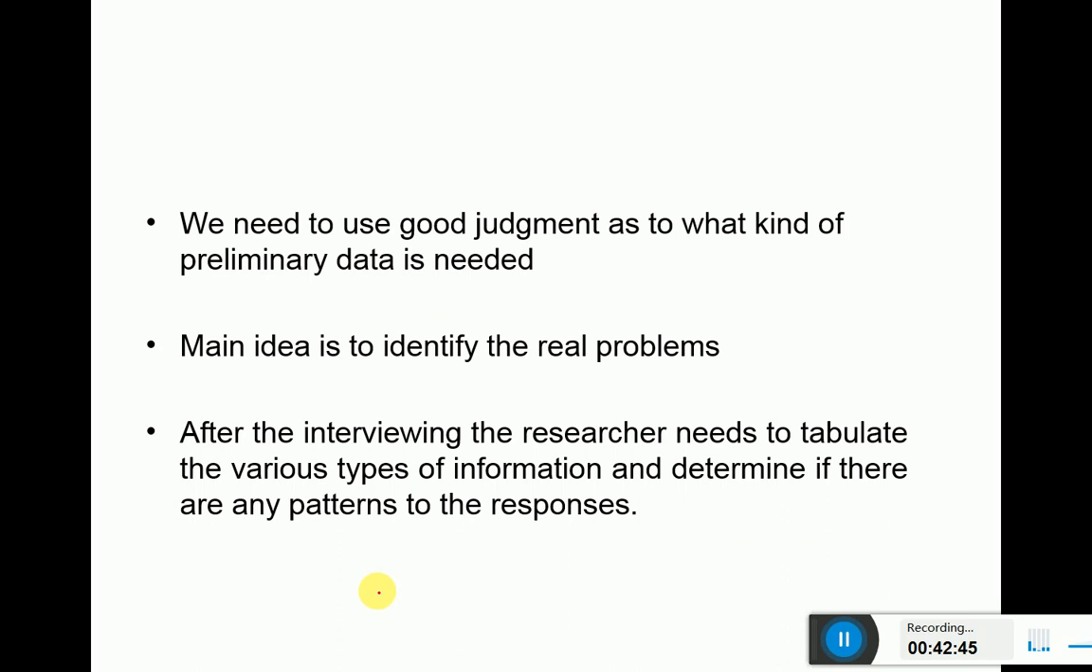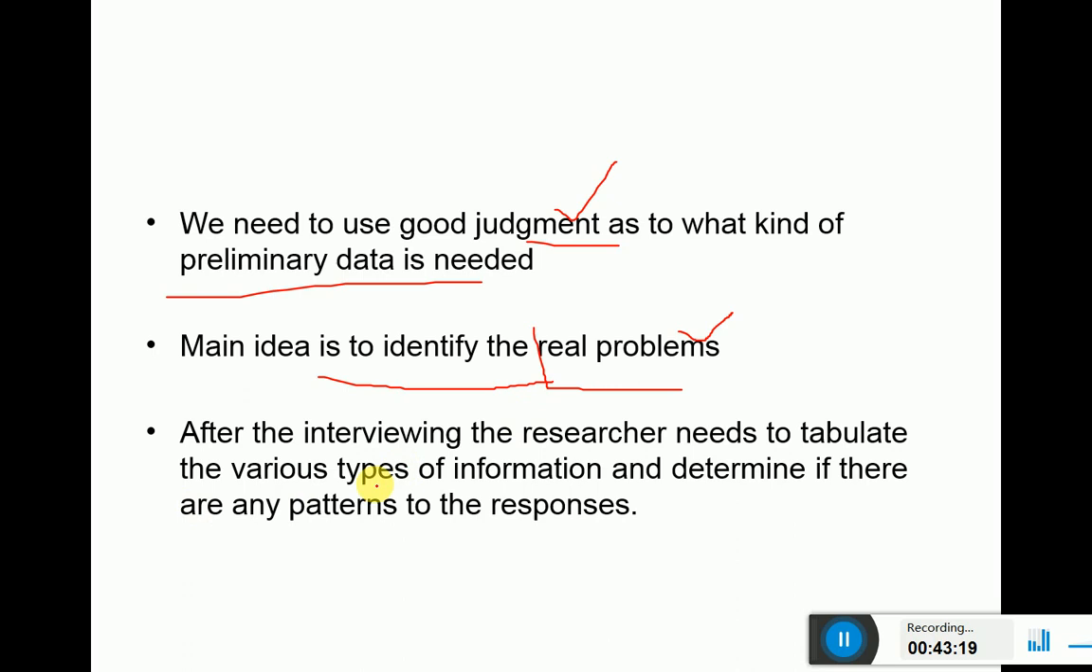Therefore we need to use good judgment as to what kind of preliminary data is needed, so whatever data is gathered, we study logically, not haphazardly. Whether each thing, when we connect the dots, is relevant to the next or not. So therefore we must use logical or good judgment. The main idea is to identify the real problem; then the real picture, the real process, the real concept will automatically be clear to us.